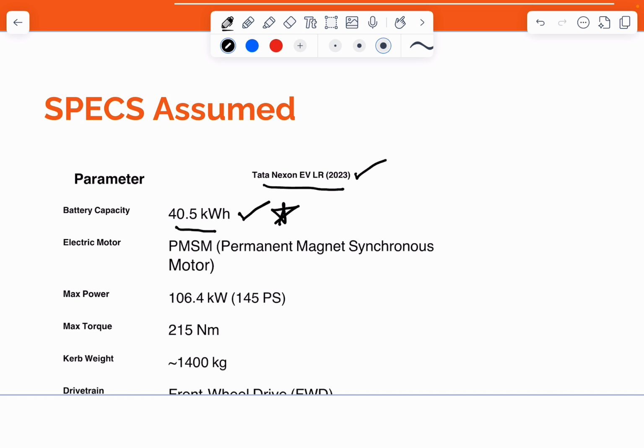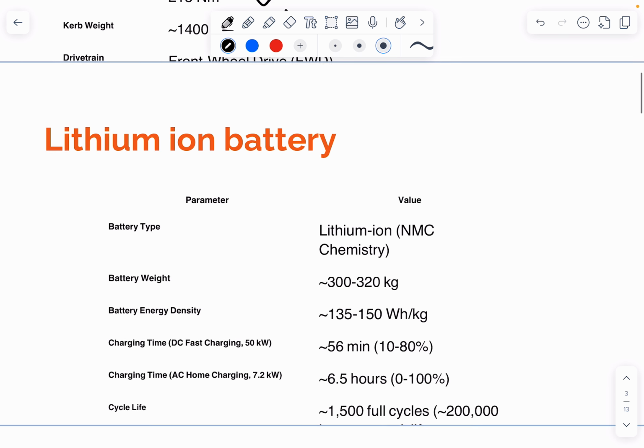Other things you must know, though they might not directly come into the analysis part: we must be pretty sure that finally the vehicle performance would depend upon the motor which is being employed and the motor characteristics. So this is the Tata Nexon variant I'm talking about. It uses a PMSM, namely a permanent magnet synchronous motor, of capacity around 106 kilowatts. It generates a torque of about 215 Newton meters. It's a front wheel drive, which we'll be considering for analysis.